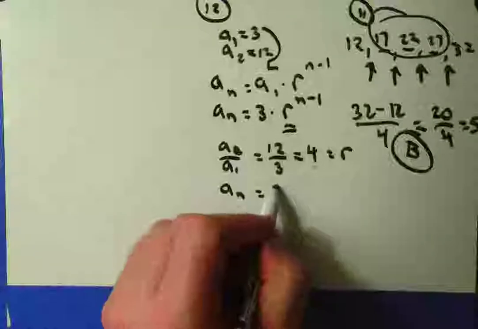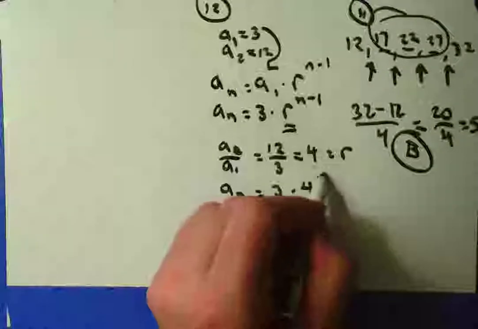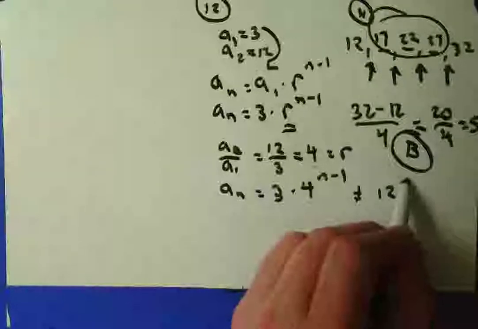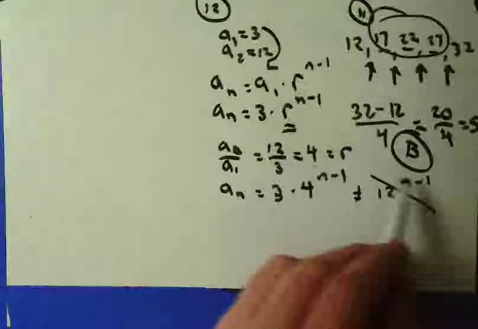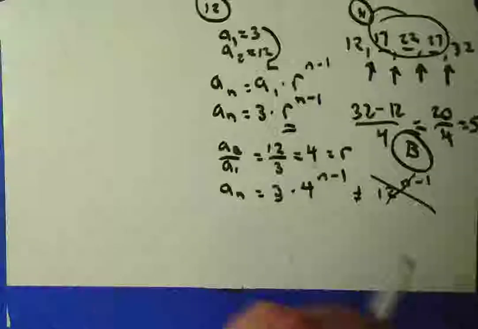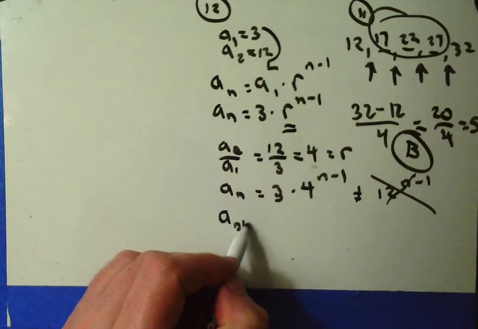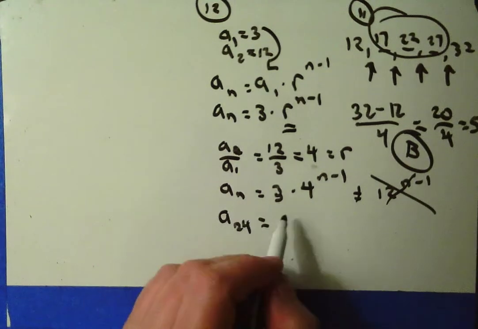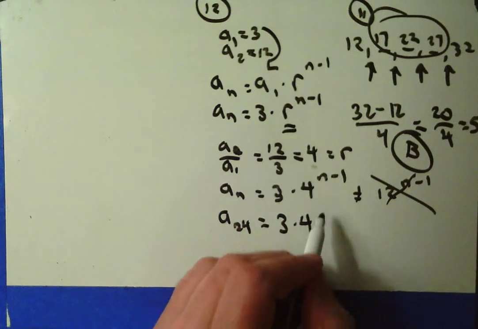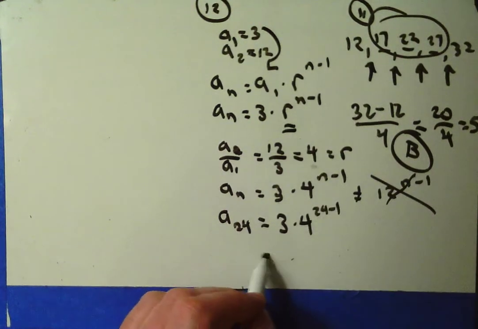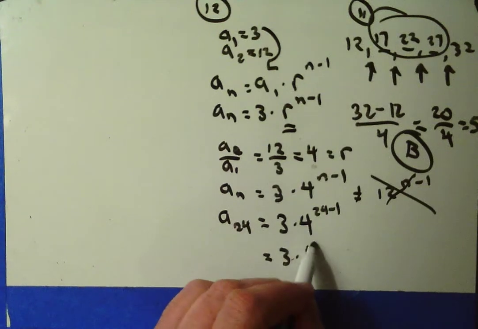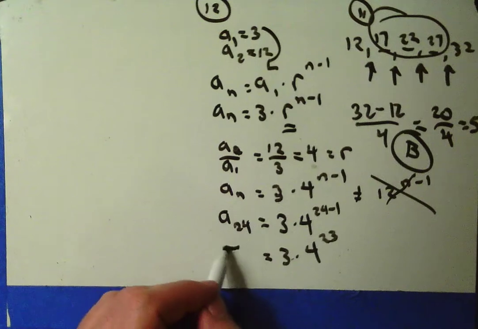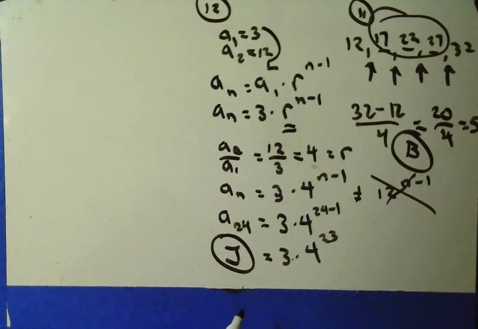A sub n, therefore, is 3 times 4 to the n minus 1. Please don't multiply these together and turn it into 12 to the n minus 1. That's not correct and is a common mistake. Now we're looking for a sub 24, which means I have to replace the n with 24. 3 times 4 to the 24 minus 1, which would be 3 times 4 to the 23rd. And that corresponds with choice J. Choice J for number 12.